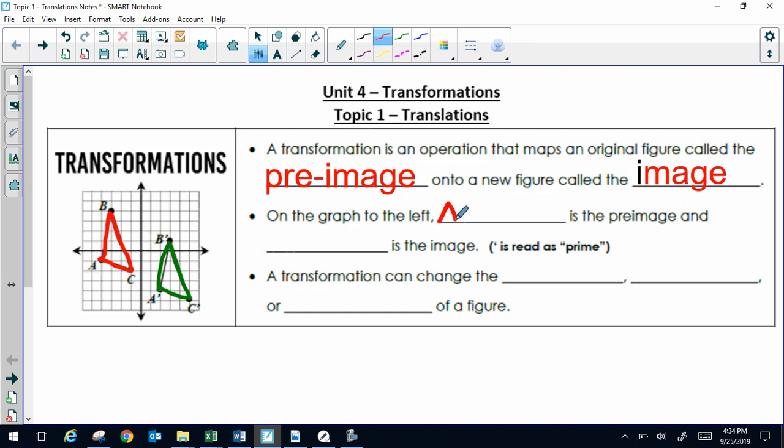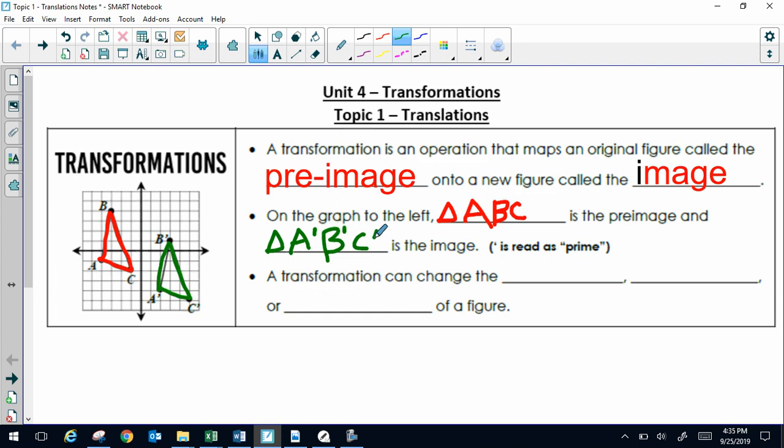So triangle ABC, we call that the pre-image. It is the original figure. That is what we're moving. So triangle ABC is the pre-image. The green triangle, triangle A prime, B prime, and C prime, that is called the image. That is after the transformation has occurred.